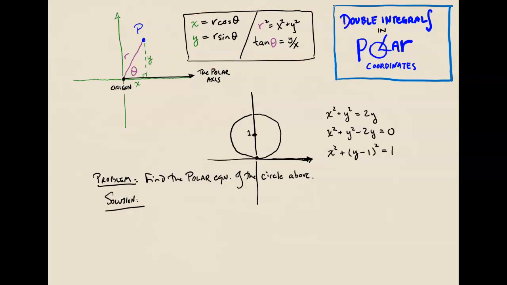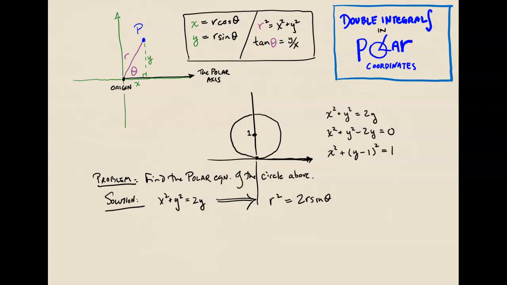To solve our problem, start with the circle's Cartesian equation and translate it over into polar coordinates, making substitutions from our translation equations. For example, x squared plus y squared. Well, that looks very familiar. That is r squared. As for 2y, well, this one tells me how I can rewrite y. y is r sine theta. That means the right-hand side of my equation I could write as 2r sine theta.